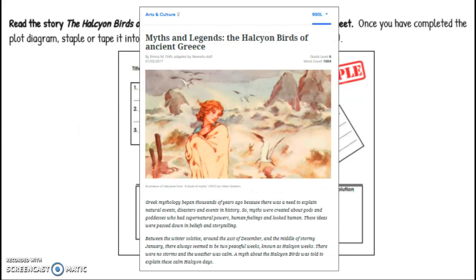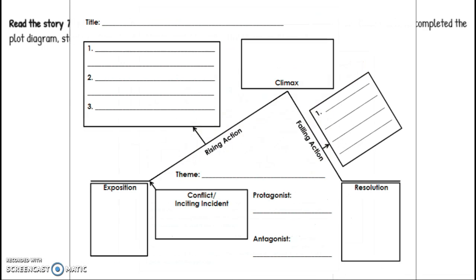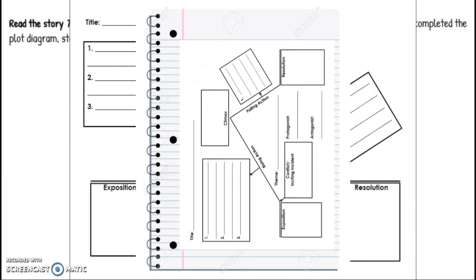So in order to complete it, you need to read the story that is linked in Blackboard. It is a News ELA story, so you do get to choose the Lexile level and make sure that it matches your reading level. Once you've read it, you're going to fill out this particular handout, and then you're going to put it in your notebook. If for some reason you don't have one of these handouts, you're more than welcome to draw this out in your notebook yourself. Just make sure that you include all of the parts that are located on this handout.